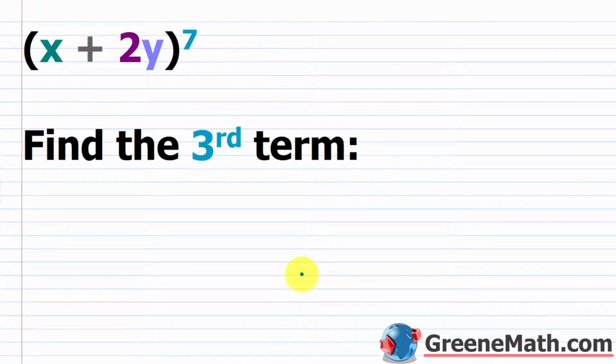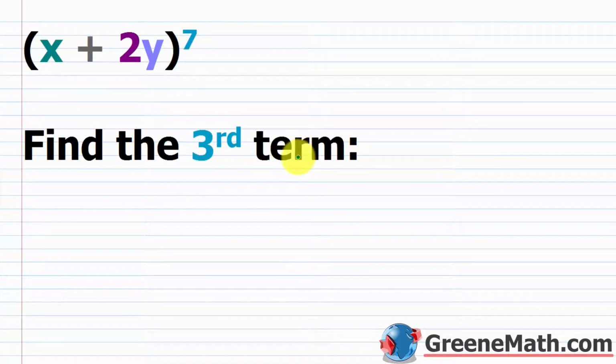All right, so let's wrap up the lesson and talk about how to find a specific term. Some books will call this finding the kth term of a binomial expansion. So let me just read this problem and I'll give you a simple little formula that you can use. So we have the quantity x plus 2y to the 7th power. We want to find the third term.